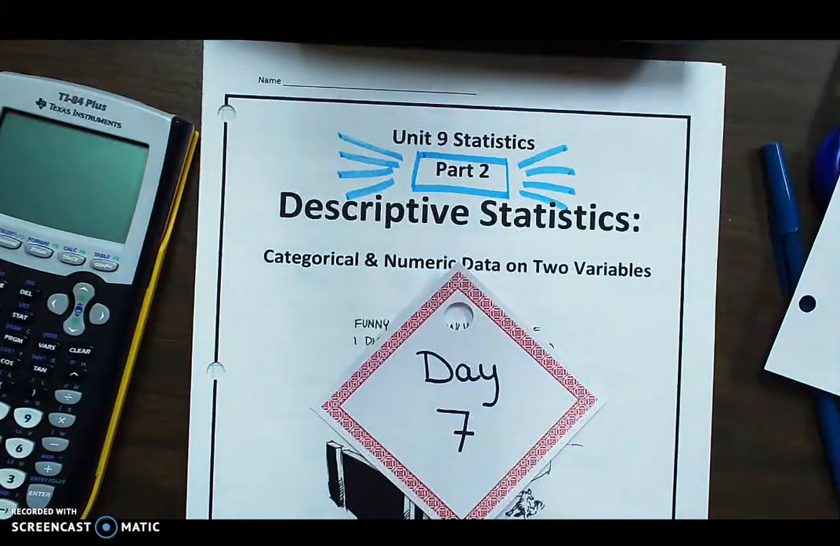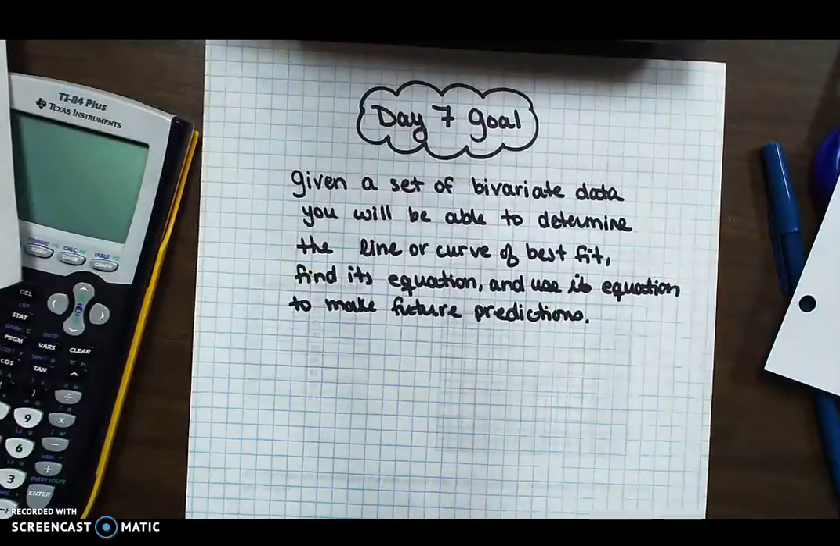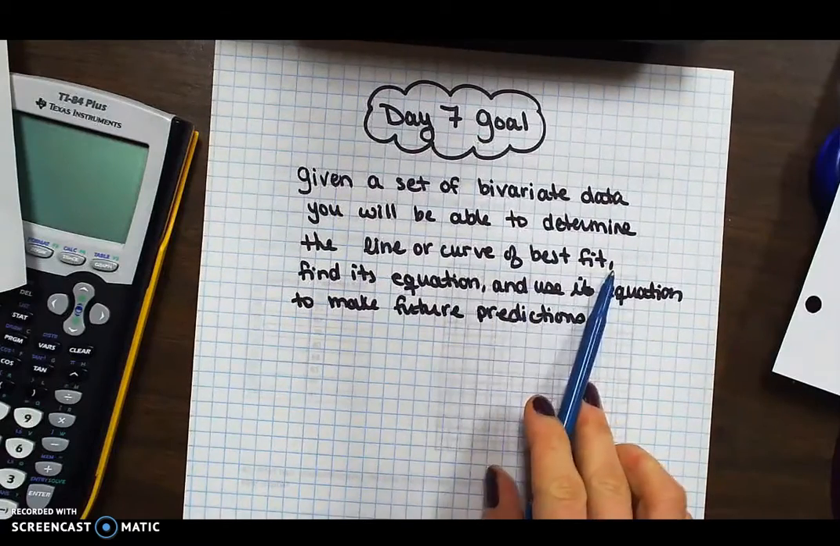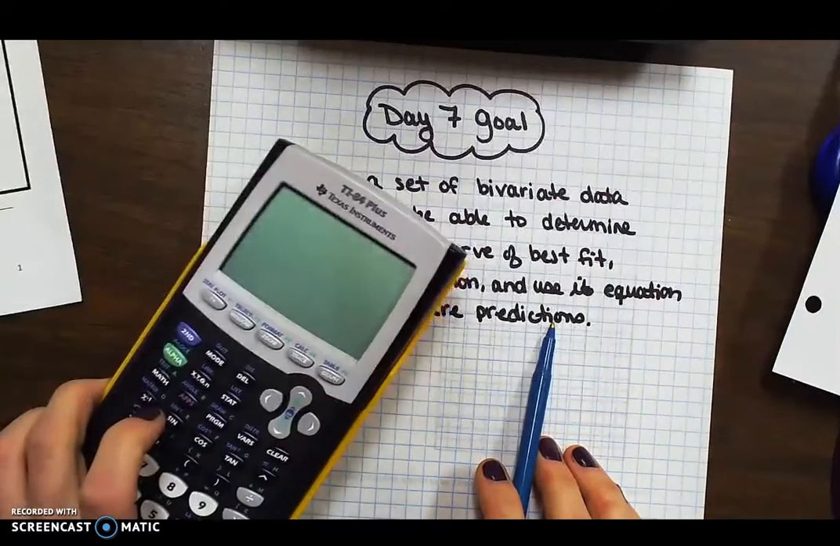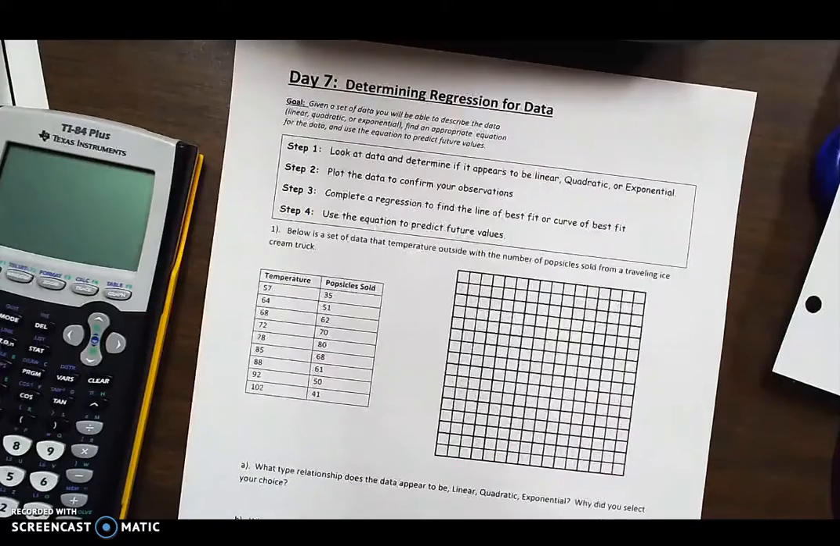Welcome to day 7 of our part 2 statistics unit. Today, our goal, given a set of bivariate data, you will be able to determine the line or curve of best fit, find its equation, and use its equation to make future predictions. Make sure you've got your calculator handy. All right, so how are we going to accomplish this goal?